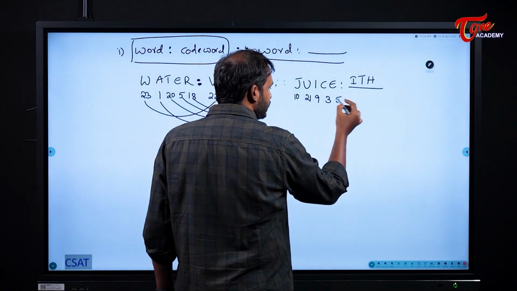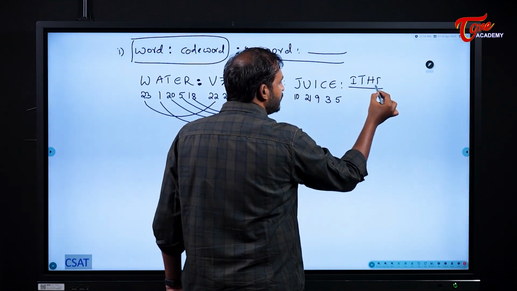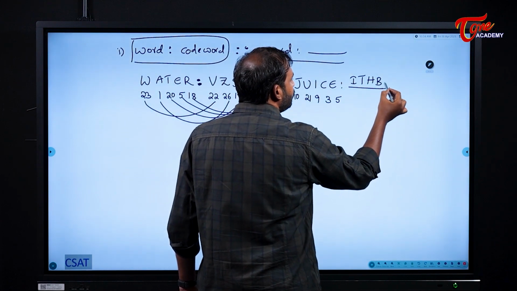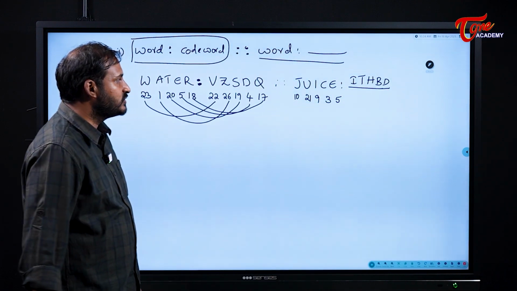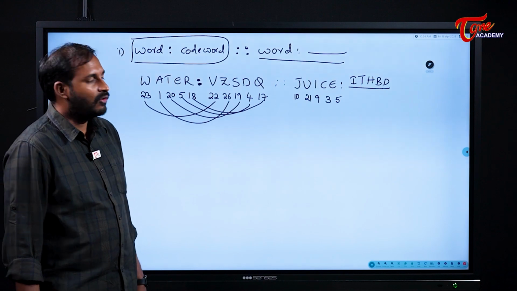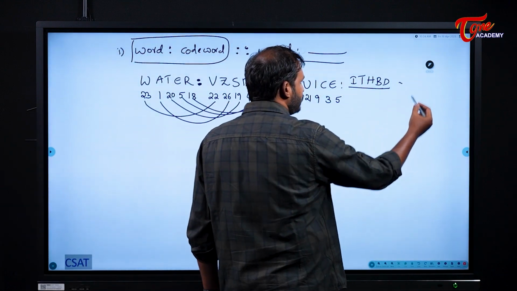3 minus 1, what will you get? 2, which is B. 5 minus 1, what will you get? 4, which is D. So the code for juice is ITHBD. Okay, in this manner we will have the first set of questions.